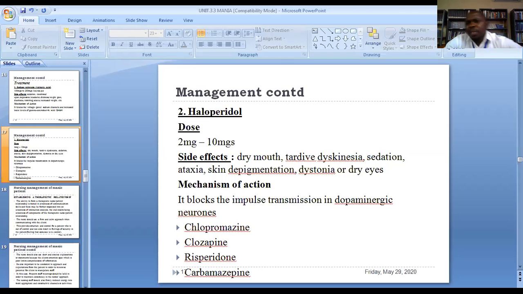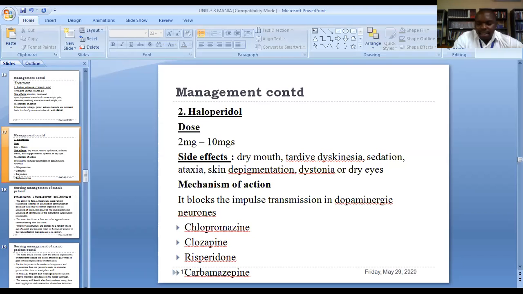Remember at some point we talked about the predisposing factors to one having mania or mood disorders as being those biological factors where we looked at one having a lot of dopamine, serotonin, norepinephrine. So here is this mechanism of action which says it blocks the impulse transmission in dopaminergic neurons, meaning in one way or the other, it blocks the receptors for dopamine.